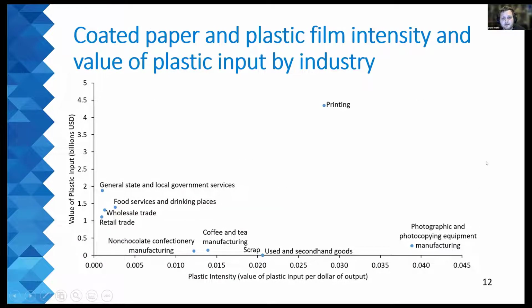Now looking at coated paper and plastic film, we see here that there is again a clustering in the left-hand corner with a couple of outliers with regards to plastic intensity.